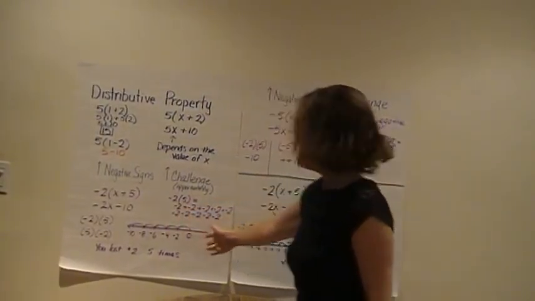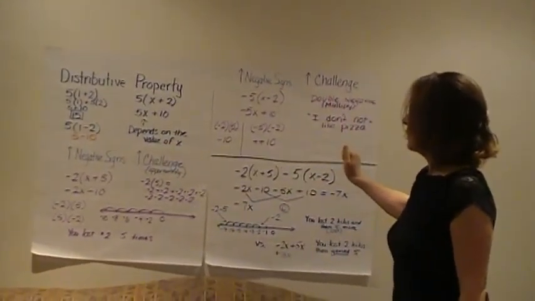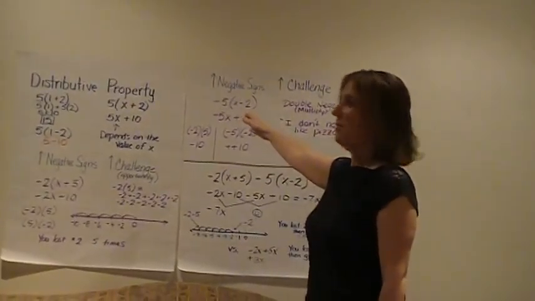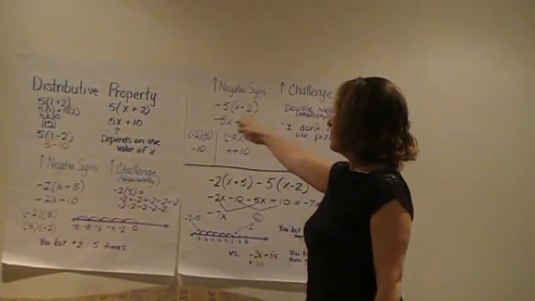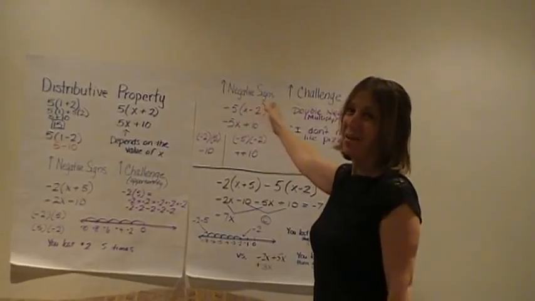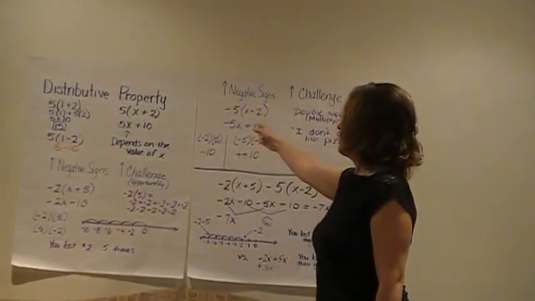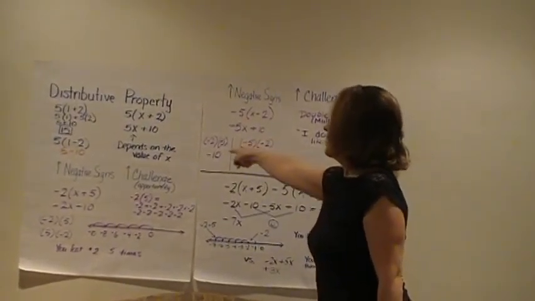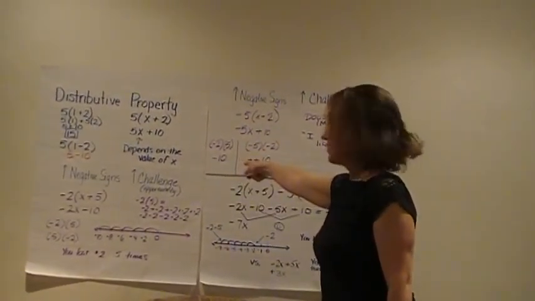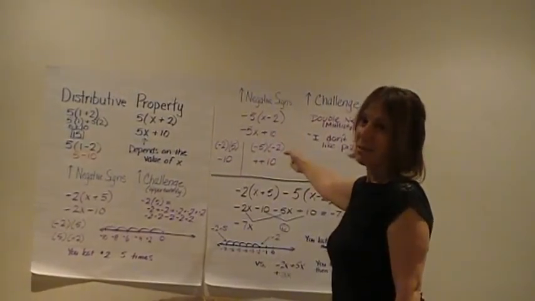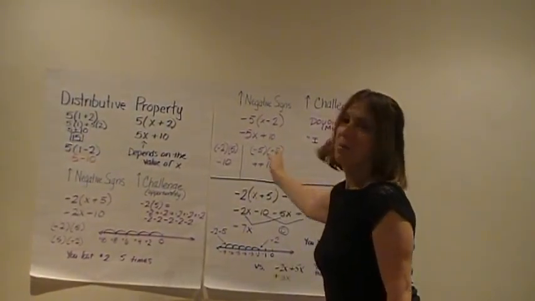If we then put in more minus signs, we increase the challenge. So now we have negative 5 times (x minus 2). We have negative 5x, and then we have a minus times a minus. That becomes a plus. So this one becomes negative 5x plus 10, and negative 2 times 5 was negative 10, but negative 5 times negative 2 becomes negative negative, and that becomes positive 10.